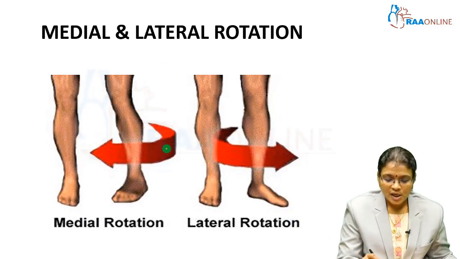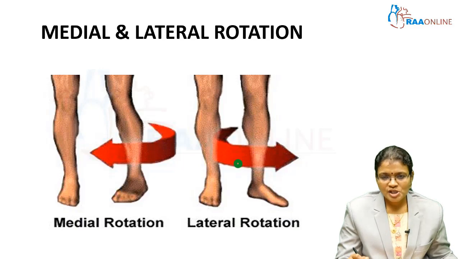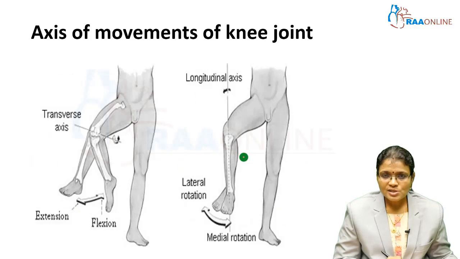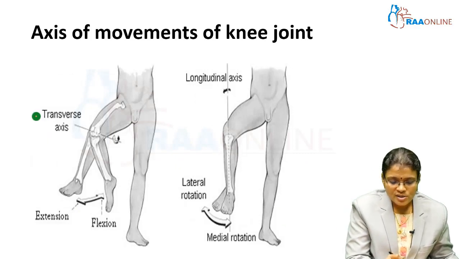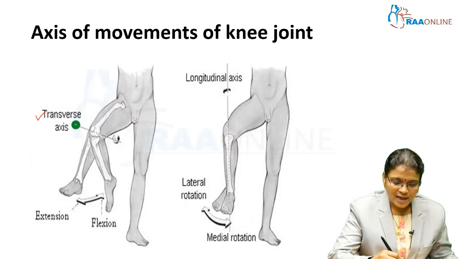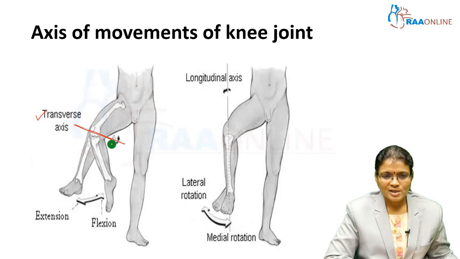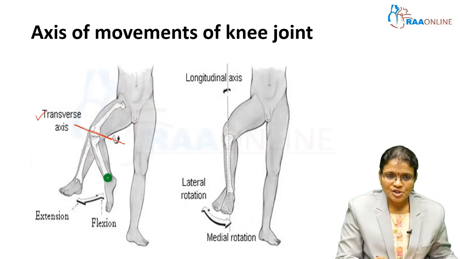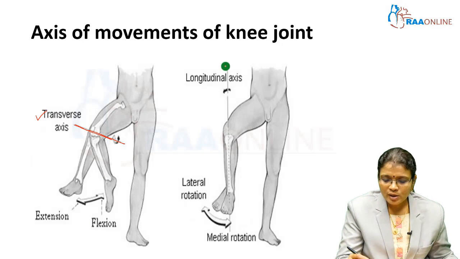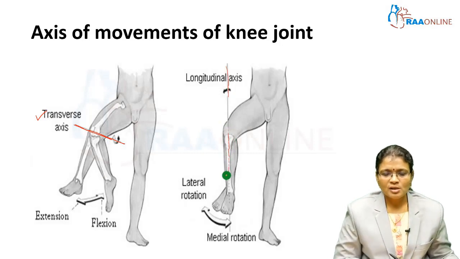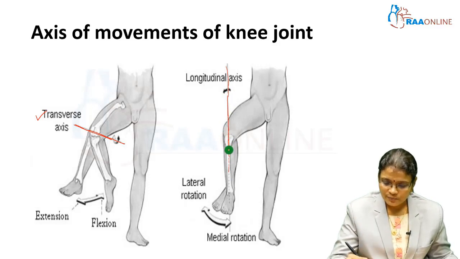Medial rotation is rotation of the leg along the longitudinal axis medially, and lateral rotation is rotation of the leg along the longitudinal axis laterally. Axis of movements of knee joint. Here you can see this is the transverse axis, and along this transverse axis flexion and extension of the knee joint occurs, and along the longitudinal axis medial rotation and lateral rotation occurs.